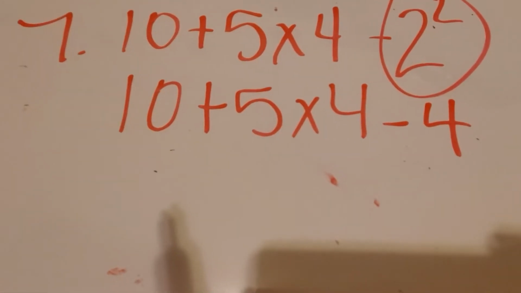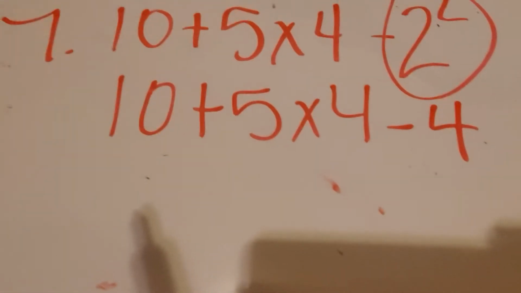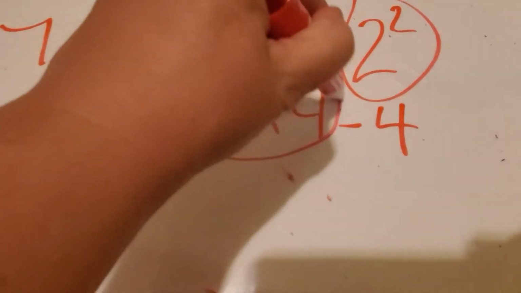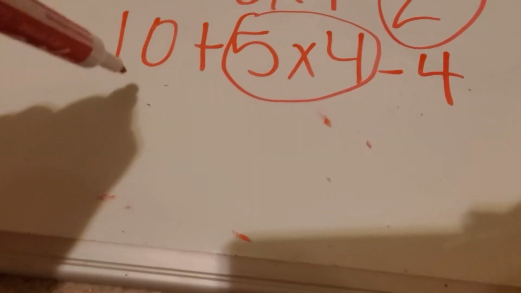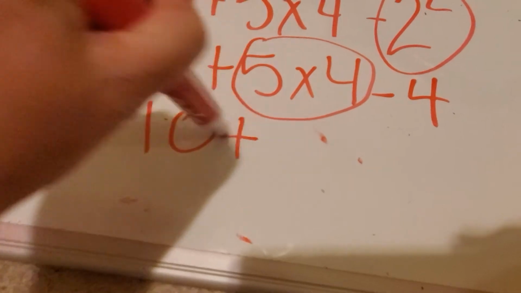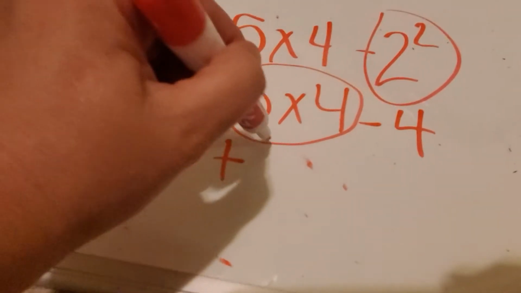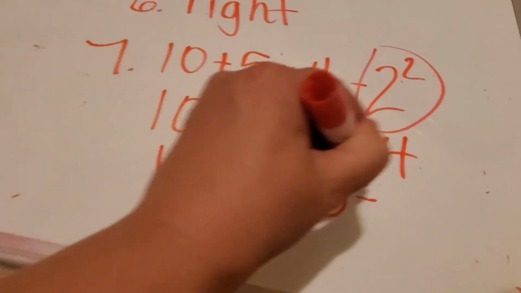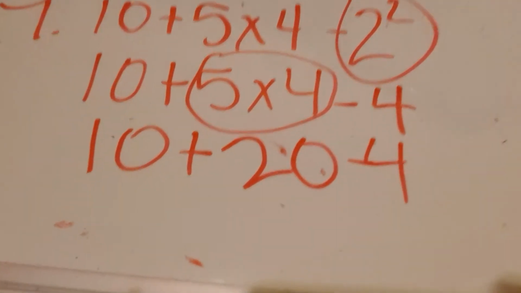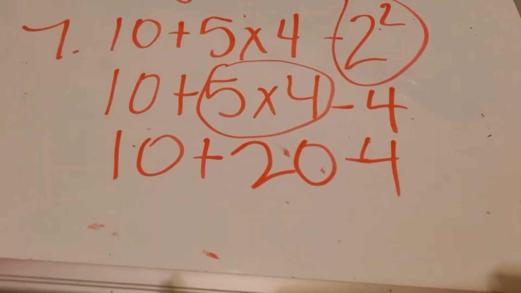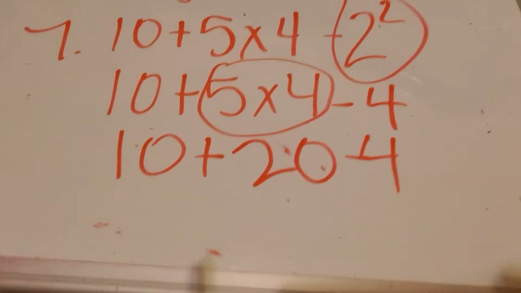Then we ask ourselves the M and the D. Well, that's multiply or divide. And I have some multiplication right here. So I'm going to say 10 plus, what's 5 times 4? 20. Now I have left adding and subtracting. Remember, guys, you just work it left to right.